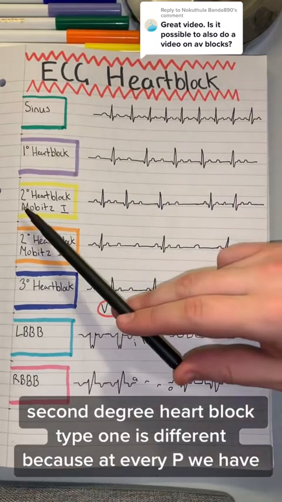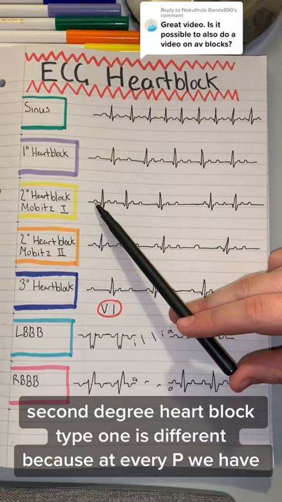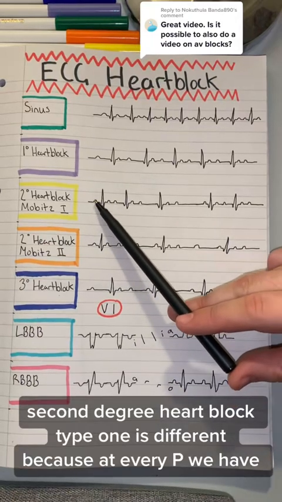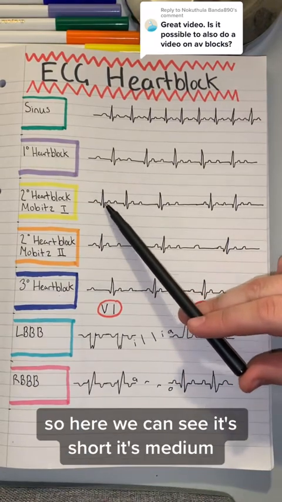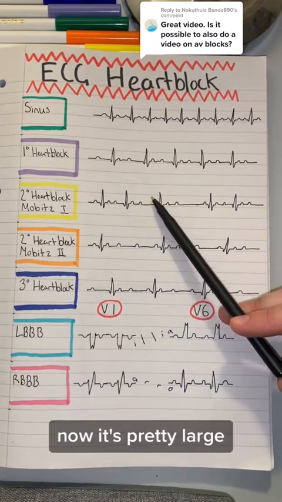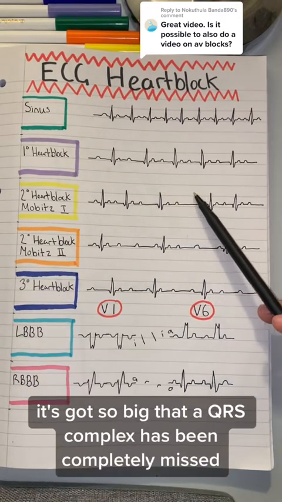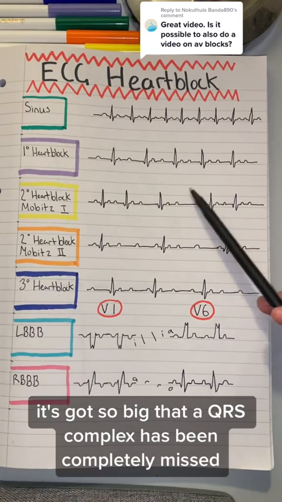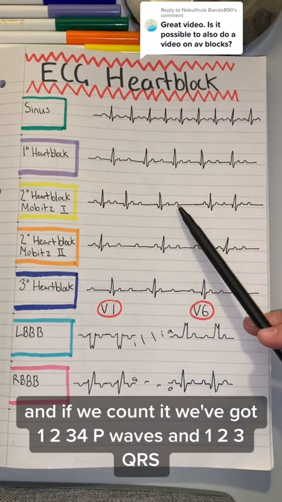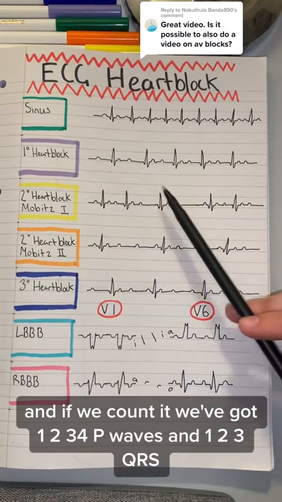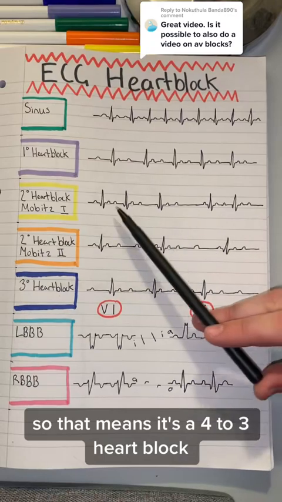Second degree heart block type 1 is different because at every P wave, the PR interval increases. So here we can see it's short, it's medium, now it's pretty large, and then this one, it's got so big that a QRS complex has been completely missed. And if we count it, we've got 1, 2, 3, 4 P waves and 1, 2, 3 QRSs, so that means it's a 4 to 3 heart block.